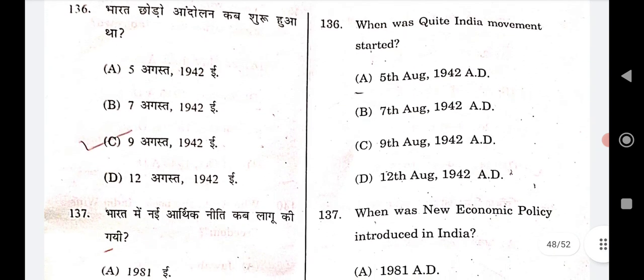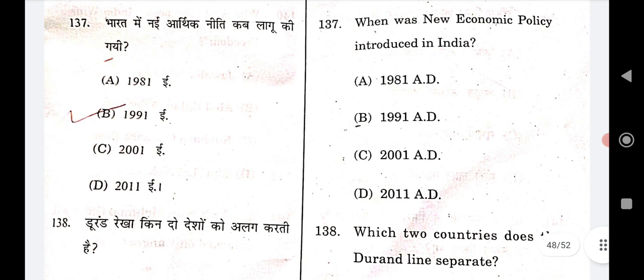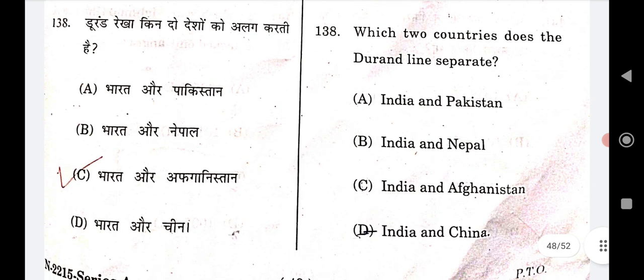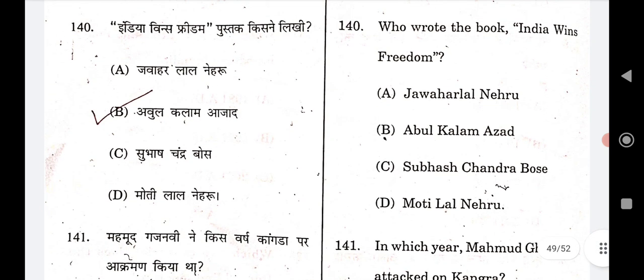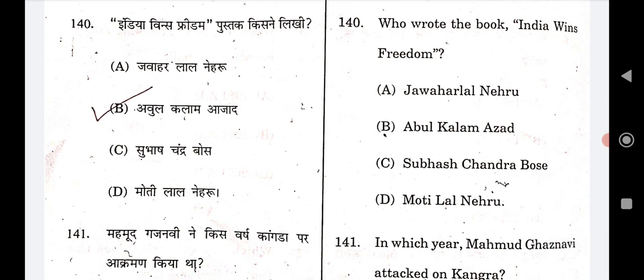When was Quit India movement started? Correct option is 9th August 1942 AD. Next question: when was new economic policy introduced in India? 1991 AD. Which two countries does the Durand line separate? So the correct option will be India and Afghanistan. When was the United Nations Organization established? Correct option is 24th October 1945. Who wrote the book India Wins Freedom? Correct option is Abul Kalam Azad. So B is the correct option here.